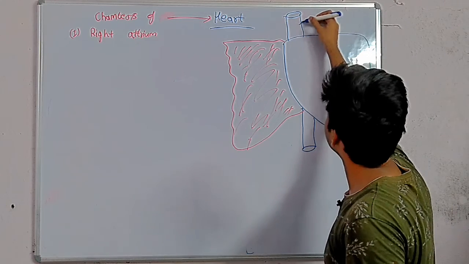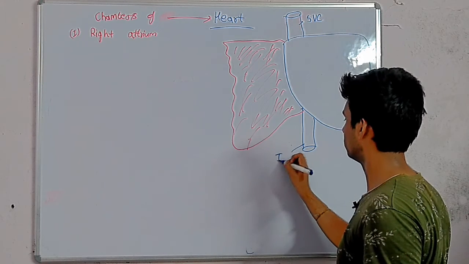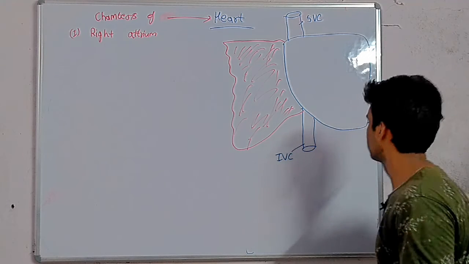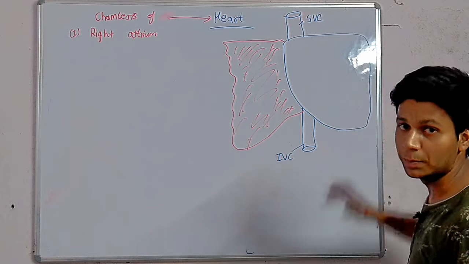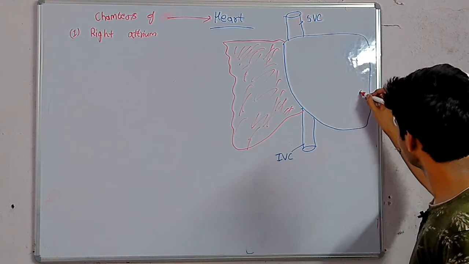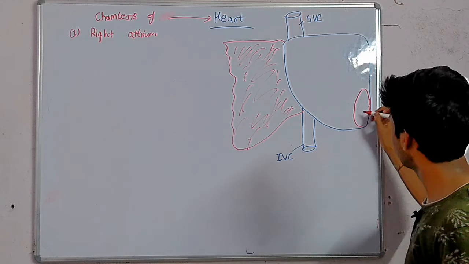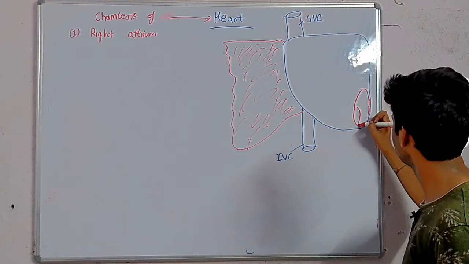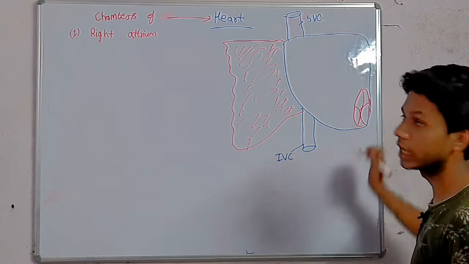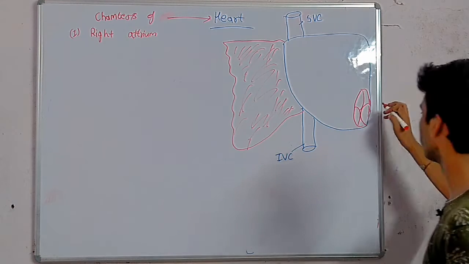So first we know this is superior vena cava, this is inferior vena cava. Then there are many other openings present in this chamber. First we know the septum is called atrioventricular septum, which is present like this here. This is tricuspid valve, so we have three cusps. This is atrioventricular wall or tricuspid wall.